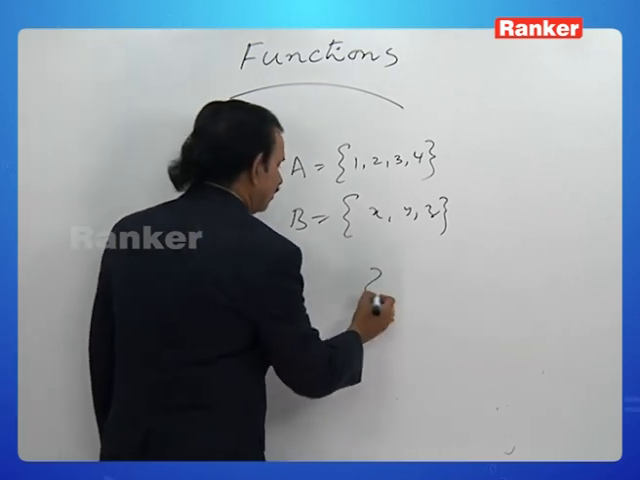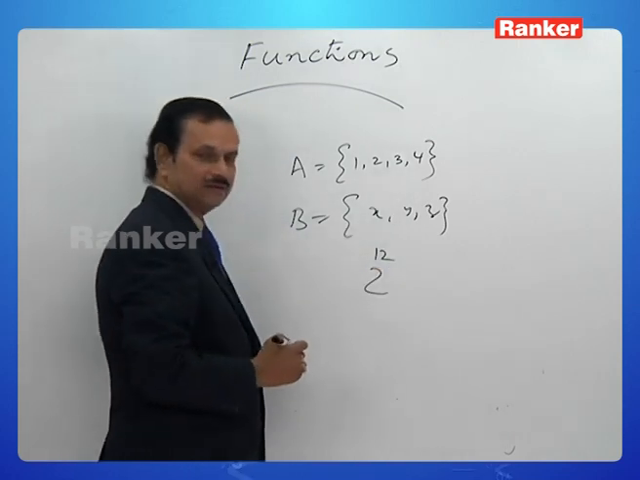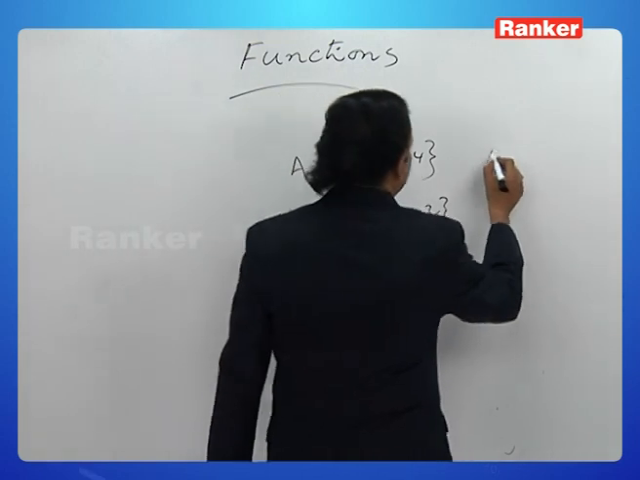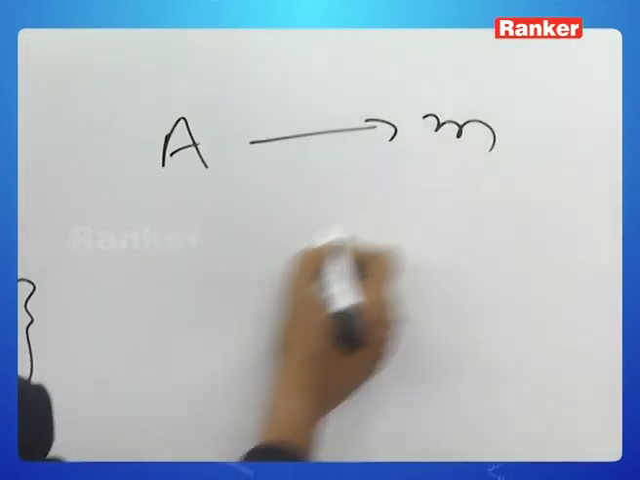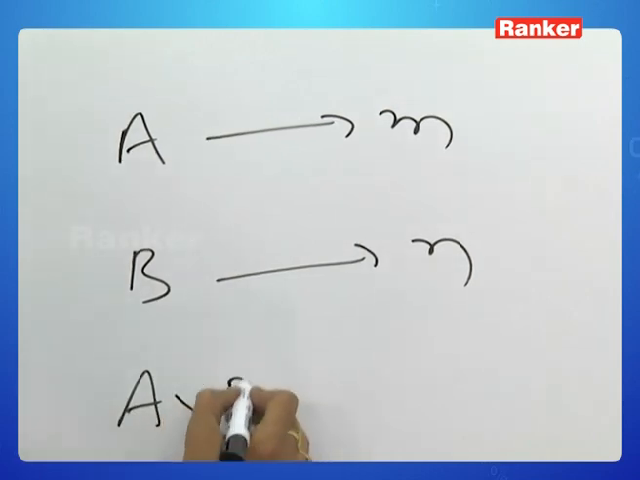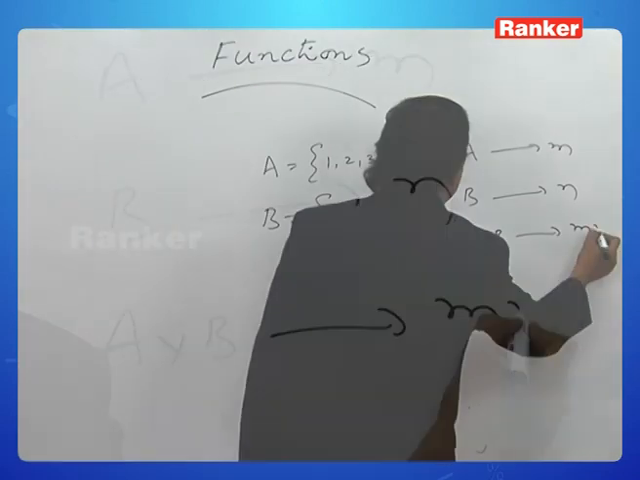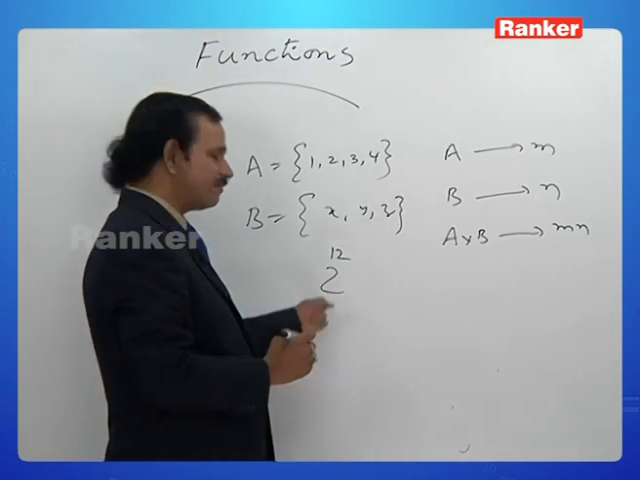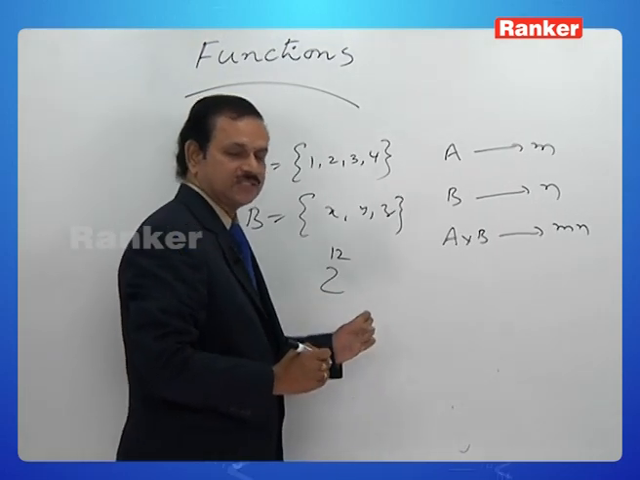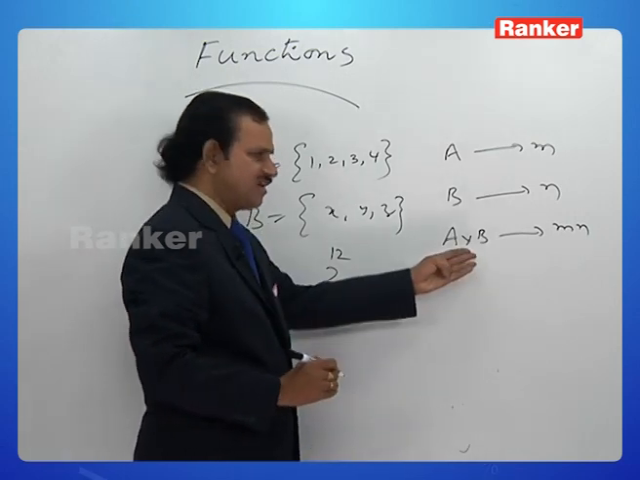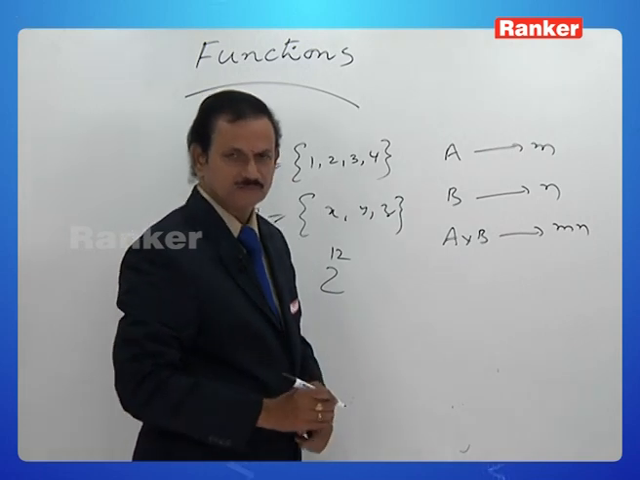The answer is, of course, 2 to the power of 12. What is the concept behind it? Suppose A has m elements, B has n elements. Well, what is A cross B? How many elements are there in A cross B? mn elements. By the by, what are we discussing about? We are discussing about number of relations. What is a relation? Every subset of A cross B is a relation.